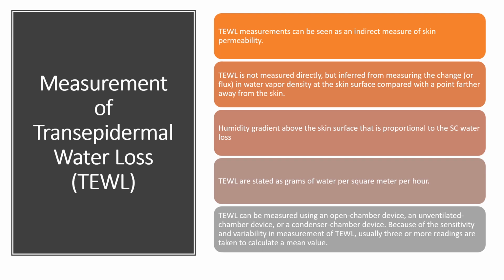Now, the humidity gradient above the skin surface is proportional to the stratum corneum water loss. It is stated in terms of water per square meter per hour, that is, per unit time. It can be measured using an open chamber device, unventilated chamber device, or condensing chamber device. Because of the sensitivity and variability in the measurements of transepidermal water loss, usually 3 or more readings are taken to calculate a mean value.